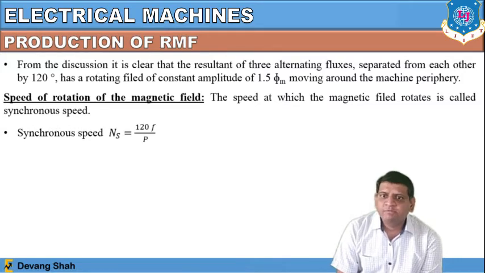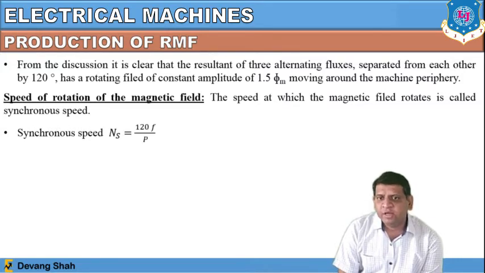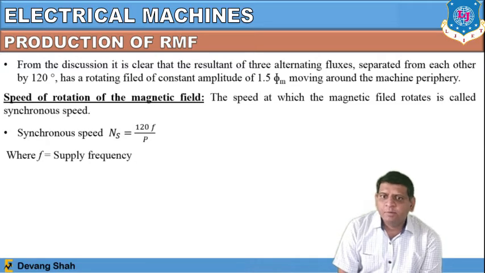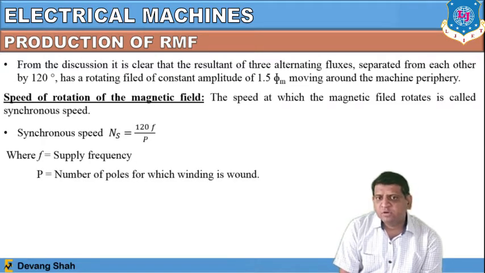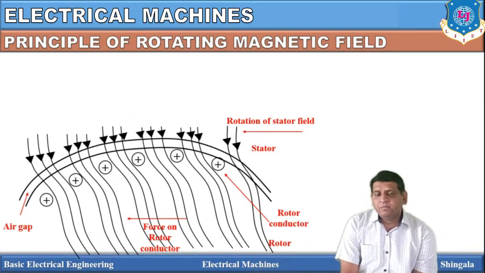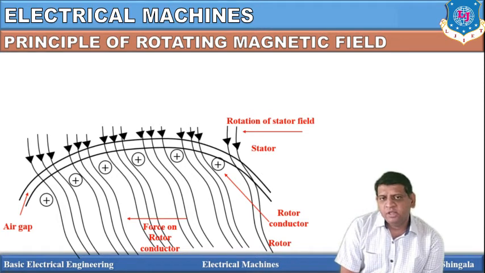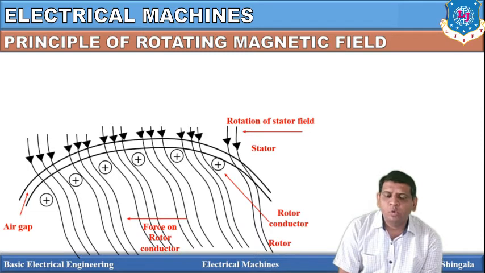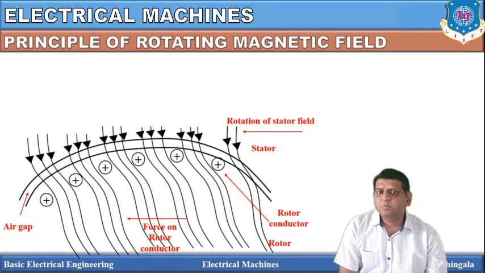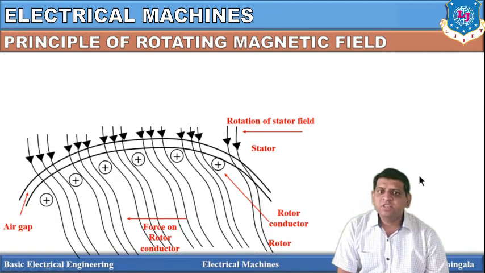From this you can find the synchronous speed, ns equal to 120 times the frequency divided by the number of poles, where f stands for the frequency and p is the number of poles. Now we can discuss the principle of the rotating magnetic field. Once the magnetic field is rotating, the rotor is going to follow the speed of the rotating magnetic field. So the rotor speed is trying to catch up with the synchronous speed of the rotating magnetic field. Now, how is this possible?